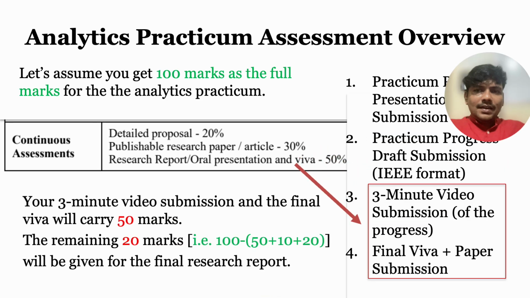Now, the big ones are your 3-minute video and your Viva. Together, they carry 50 marks, half of your total grade. The remaining 20 marks, once you subtract 50 for the video and the Viva, 10 for the progress draft and 20 for the proposal, you will get 20. So that 20 will be your final research report, which is also the extension of your draft submission done in IEEE format. So that's the nature of your marking.